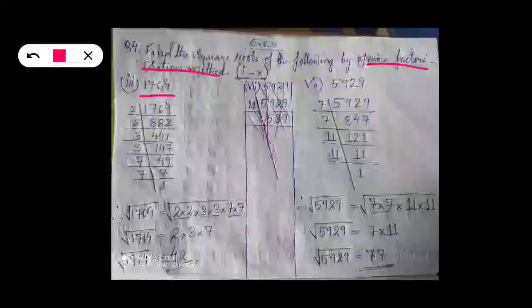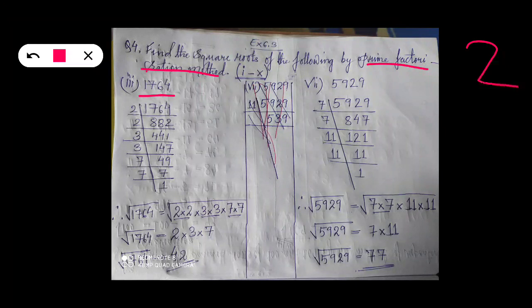Okay, the first question here is 1764. Now the first prime number is 2, we know. First, you have to check whether it is divisible by 2 or not. How will we check the divisibility of 2? By checking the unit digit. If the last digit is an even number, then yes, it is divisible by 2. We know that, isn't it? We have learned the divisibility rule in class 4 and 5. A number is divisible by 2 when the last digit is an even number. So 4 is an even number, that means this is divisible by 2.